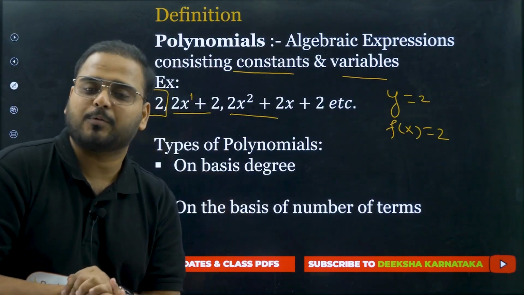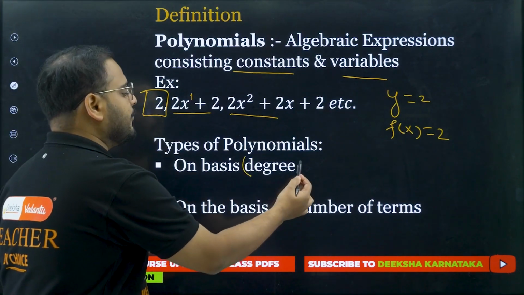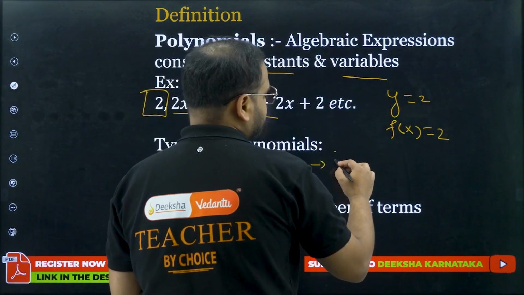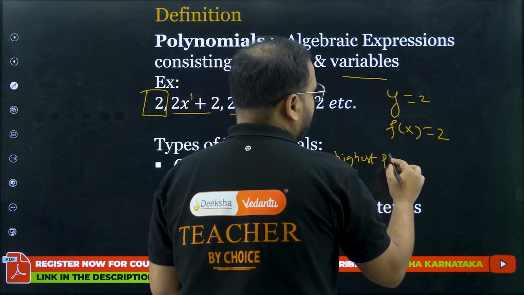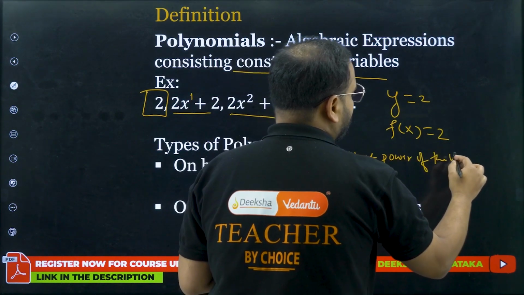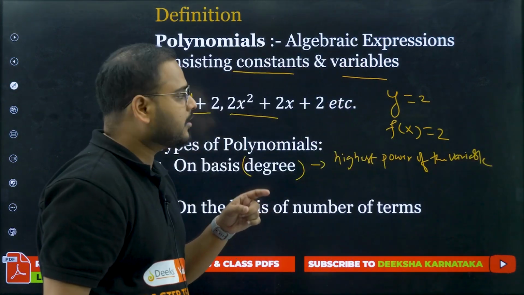Moving on. Now how can we classify polynomials? We have 2 bases to classify it. The category 1 is on the basis of degree. What is degree, sir? If you remember, degree is the highest power of the variable. Power of the variable, bacha. What I mean by that, please have a look.